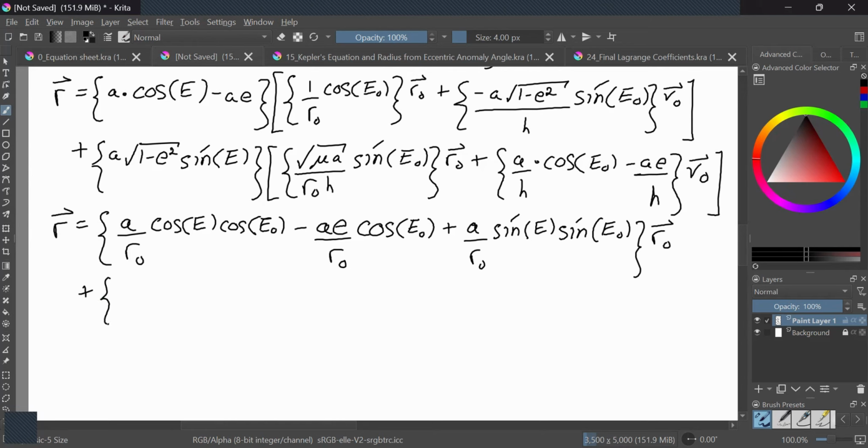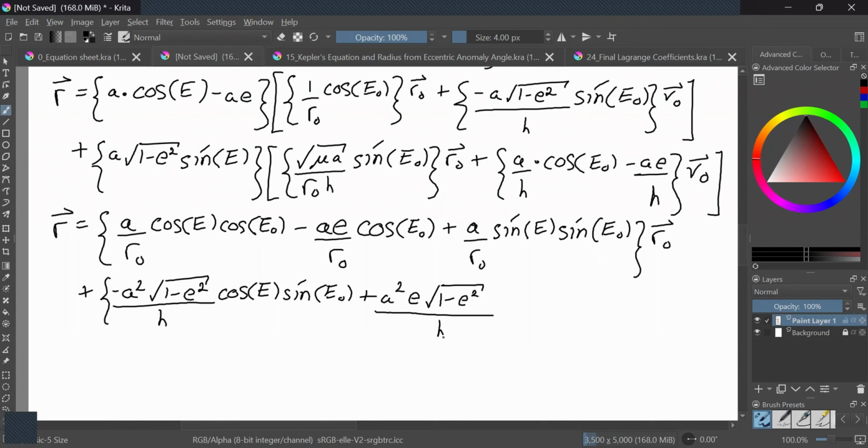Plus, and this one's going to be considerably larger. So we will have a, nothing cancels out here, so I have minus a squared times the square root of 1 minus e squared over h times the cosine of e times the sine of e naught, plus a squared e square root 1 minus e squared over h sine of e naught, plus a squared square root of 1 minus e squared over h.